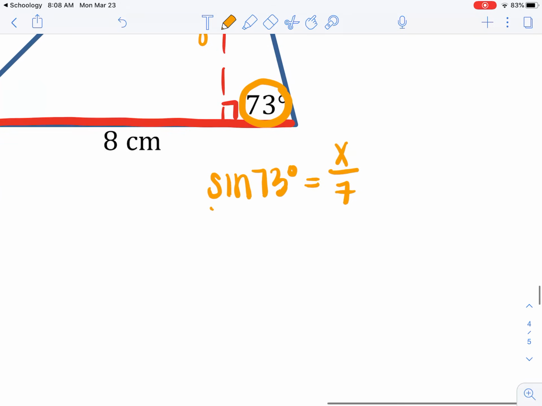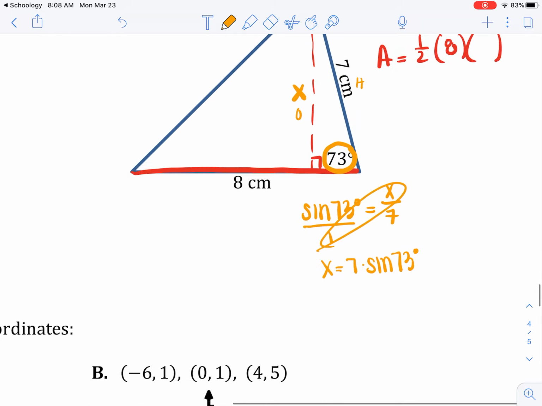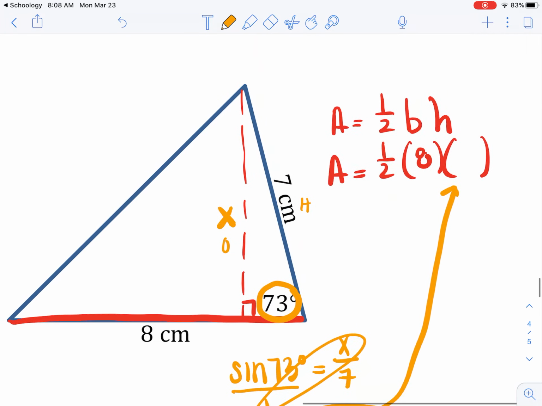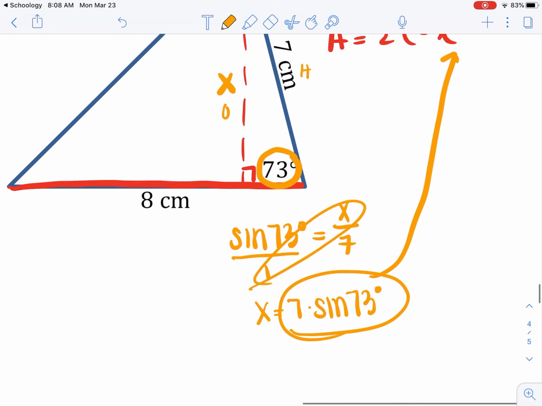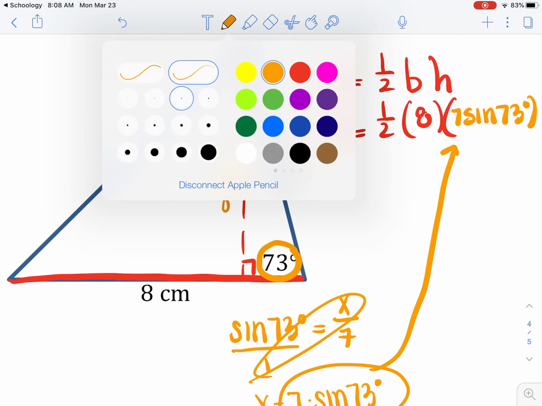Solving for a missing side, so I'm going to cross multiply. I get x is equal to 7 times the sine of 73. Don't pick up your calculator yet. What you're going to do is take this and put it in here first. So I'm going to get rid of that parentheses there so it fits in here. And that was 7 sine of 73 degrees.